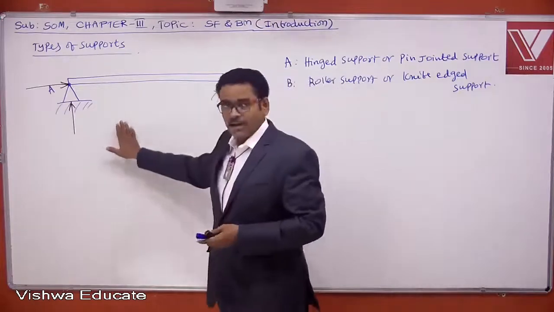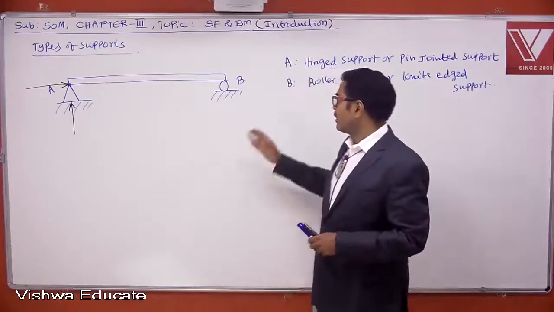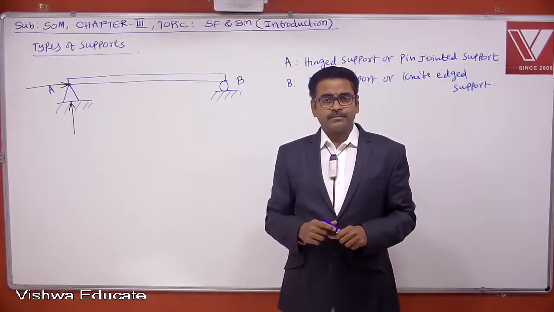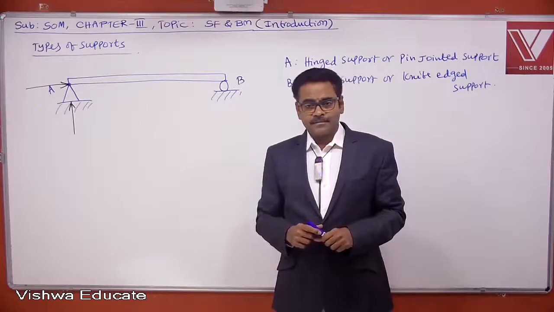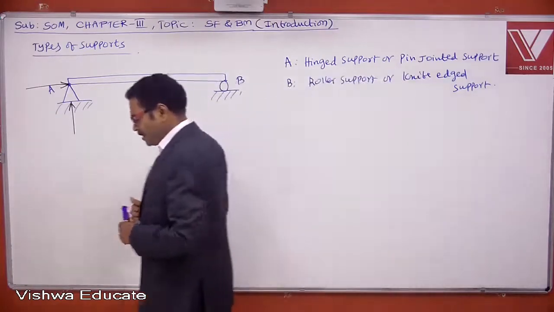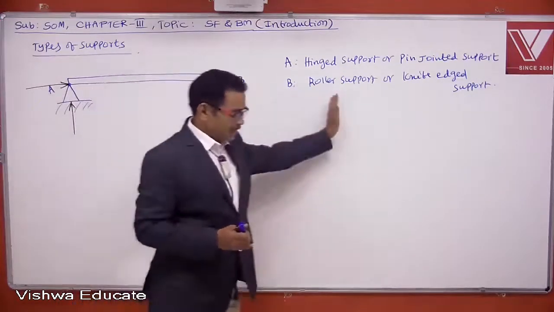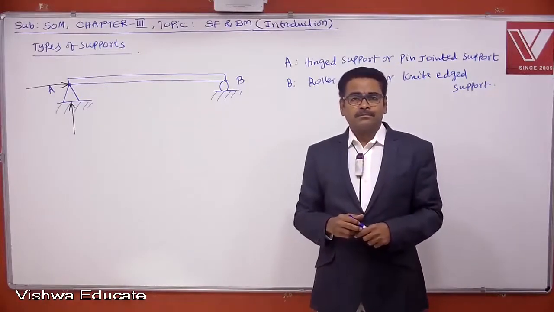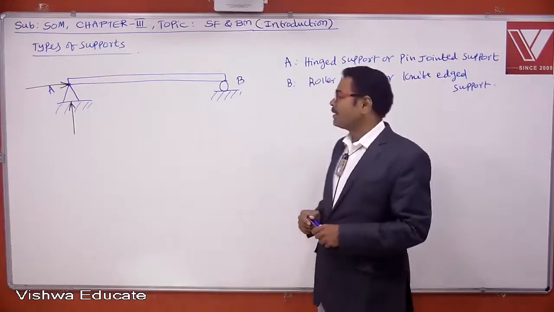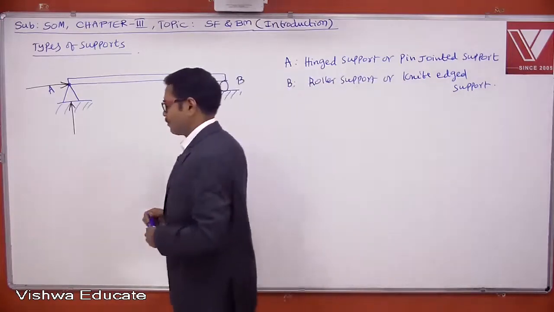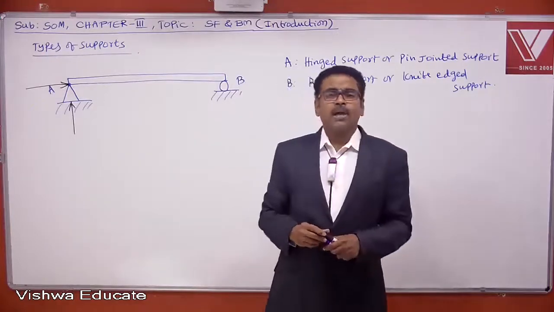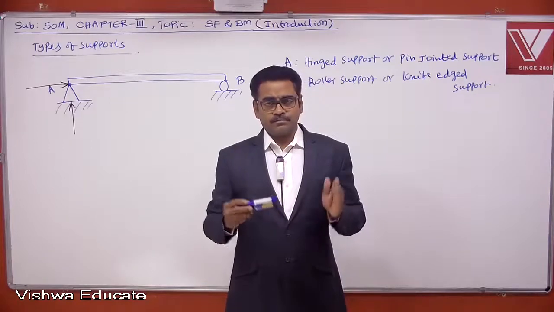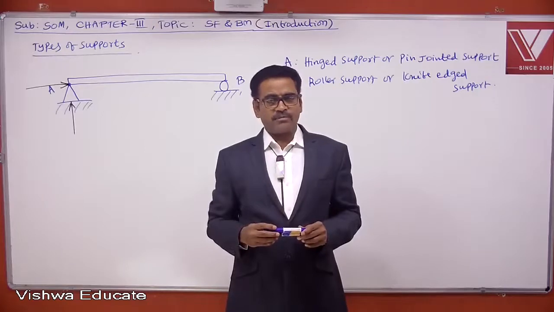So all of you may write like this. First you copy this diagram, then I dictate few points. So A is hinged support or pin jointed support, B is roller support or knife edge support. First you draw this, then clearly write this, then indicate two reactions like this. Then write maximum number of unknown reactions about hinged support is 2.